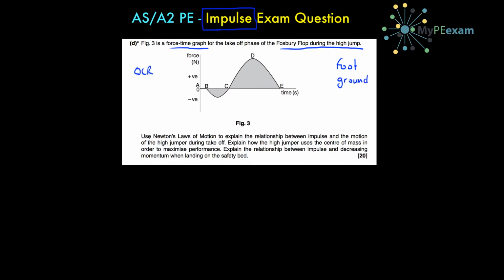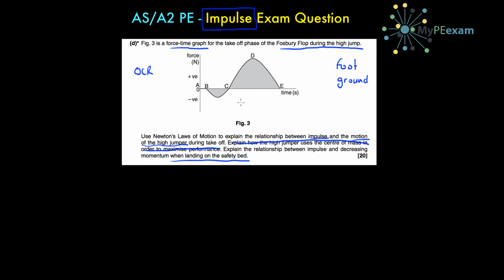It's saying here, use Newton's laws of motion to explain the relationship between impulse and the motion of the high jumper during the takeoff. We could probably have a good go at that with our knowledge. And explain how the high jumper uses centre of mass in order to maximise performance. I'm not going to address this bit yet. Later on in the course you will be able to do that. But we are going to explain the relationship between impulse and decreasing momentum when landing on the safety bed, which is in effect separate from this graph. This is about the takeoff, okay?